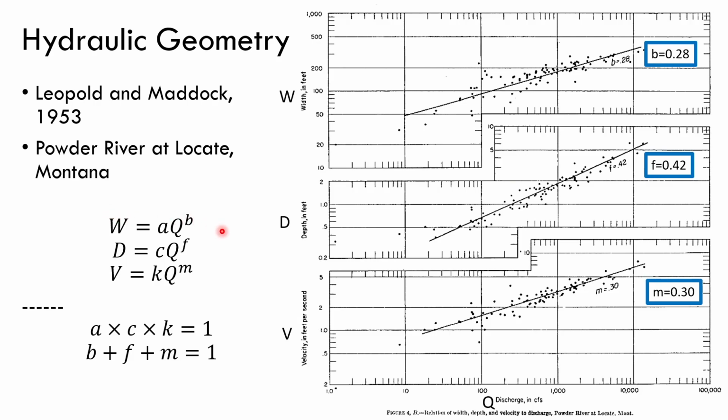And so the idea here, just to reiterate, is that with an increase in discharge in every stream, you're going to see an increase in width, an increase in depth, and an increase in velocity. But how fast those change depends on the local conditions, the regional conditions, climate, and a whole range of other things.